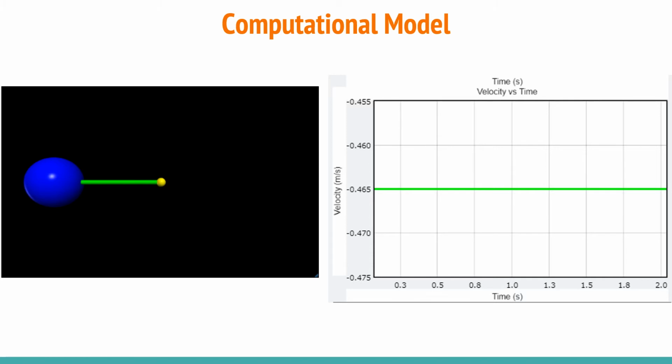I edited the line that calculates the ball's position to be ball position equals ball position plus ball velocity times delta t. Here we see the motion model and the velocity versus time graph, which is perfectly constant. The program also produced a position versus time graph, which I didn't include here because it's on the following slide.